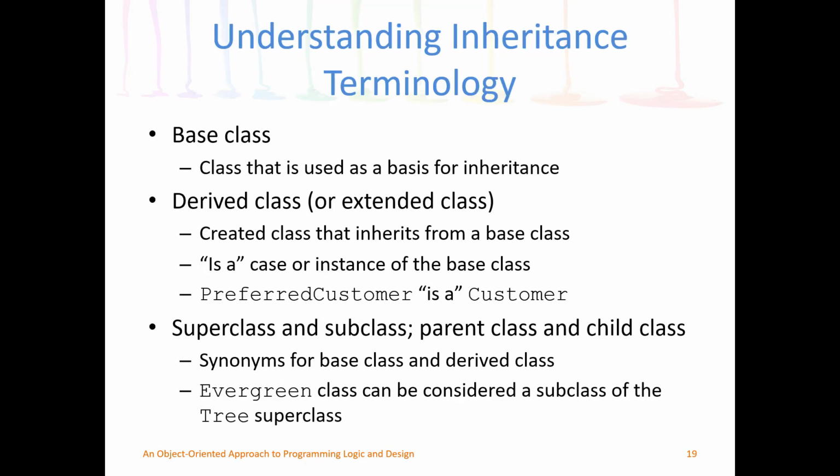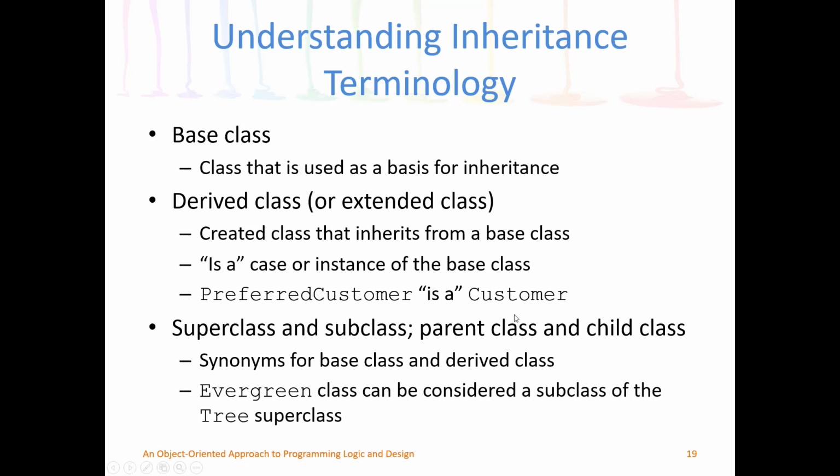Now, just to understand terminology, the class that is used as the basis for inheritance, like customer, is the base class. It's also known as the parent class. The derived class or extended class is the class that inherits from the base class. In this case, preferred customer is the derived class, extended class, also child class. Base class is also known as superclass, and derived class is also known as subclass. Most of the time, I will use parent class and child class.